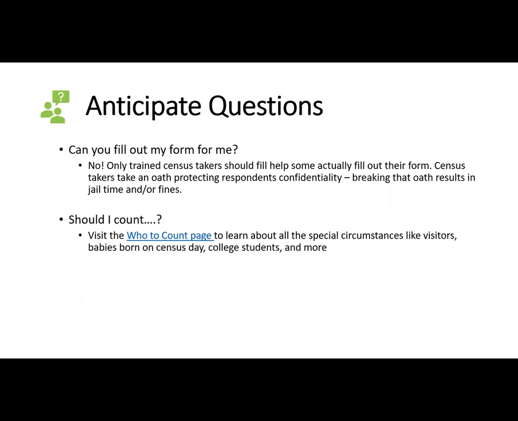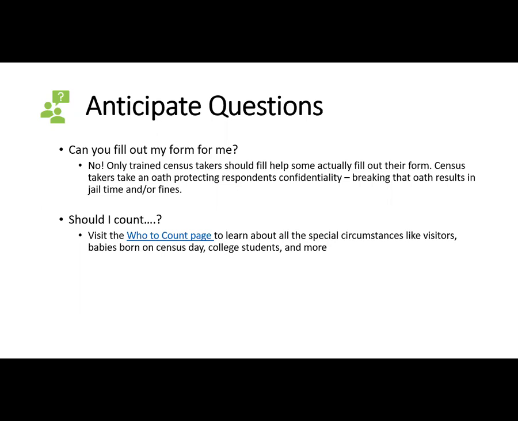People may ask, should I count my cousin who is on vacation and sleeping on my couch? Should I count my daughter who is in college and lives in a dorm? Should I count my baby that was born on March 30th, 2020? And people will have very, very specific questions about who they might want to count.